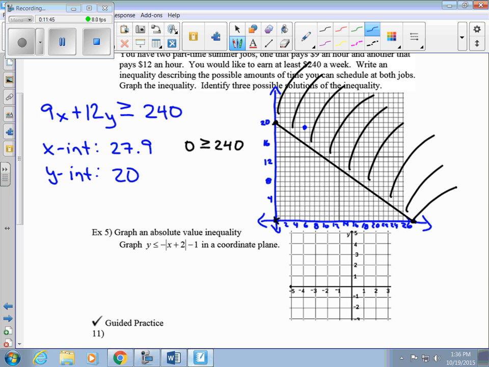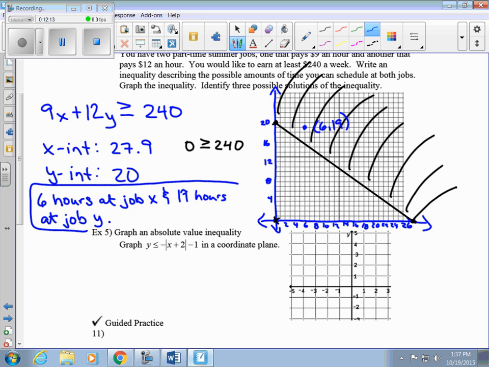Well, if we look over here, this is 6, 19. So 6, 19, that's the ordered pair 6, 19, which means we worked 6 hours at job X and 19 hours at job Y. Okay, so there's one of your answers.